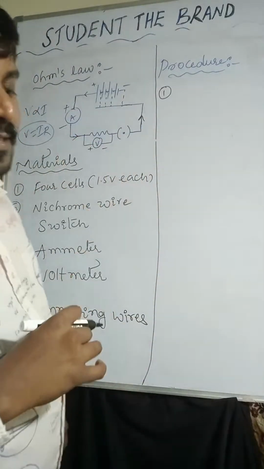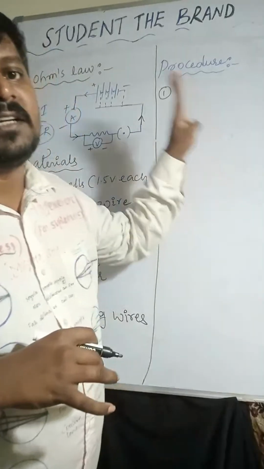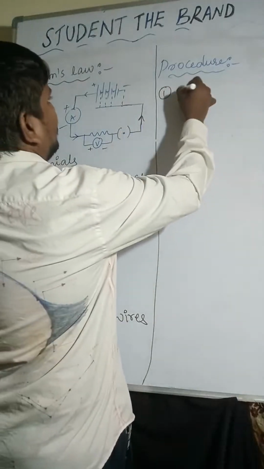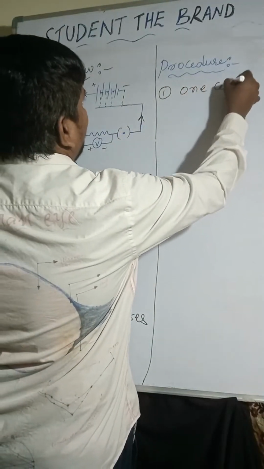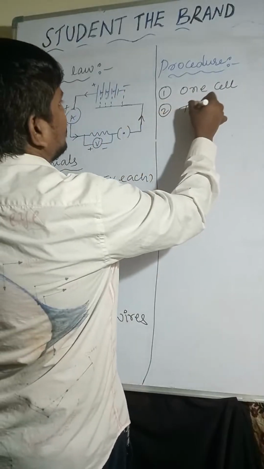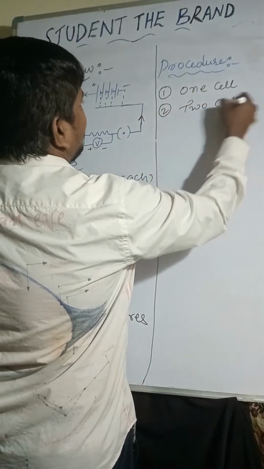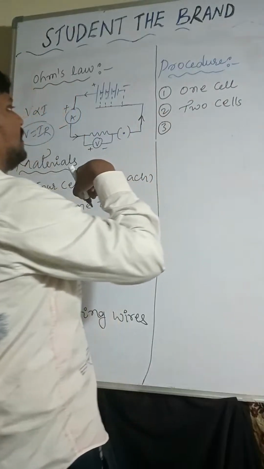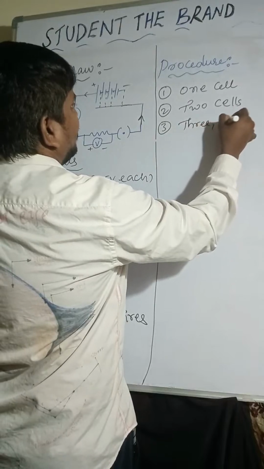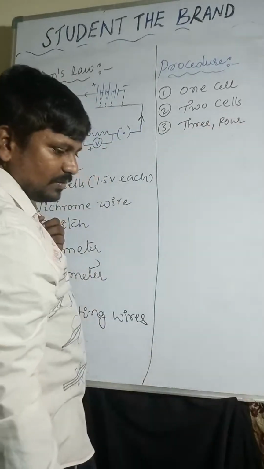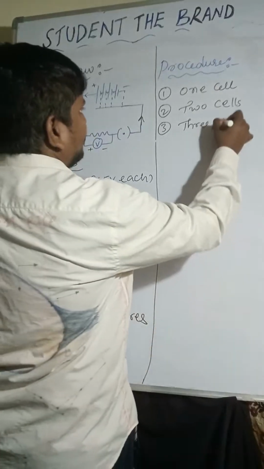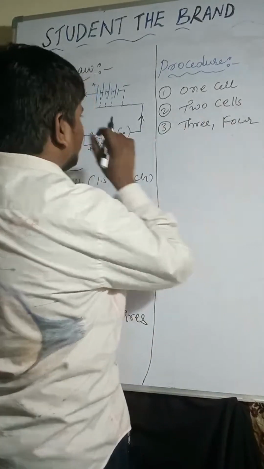So the procedure is, first you have to connect one cell and note down the reading of the ammeter and voltmeter. Next connect two cells and note down the readings of the ammeter and voltmeter. Next repeat the process for 3 and 4.